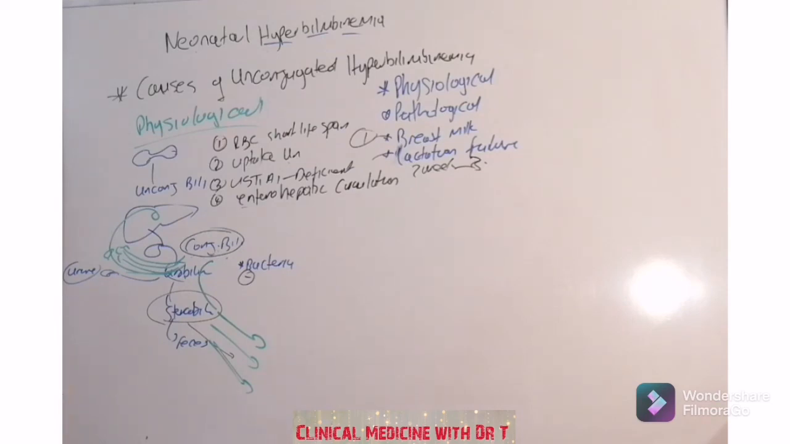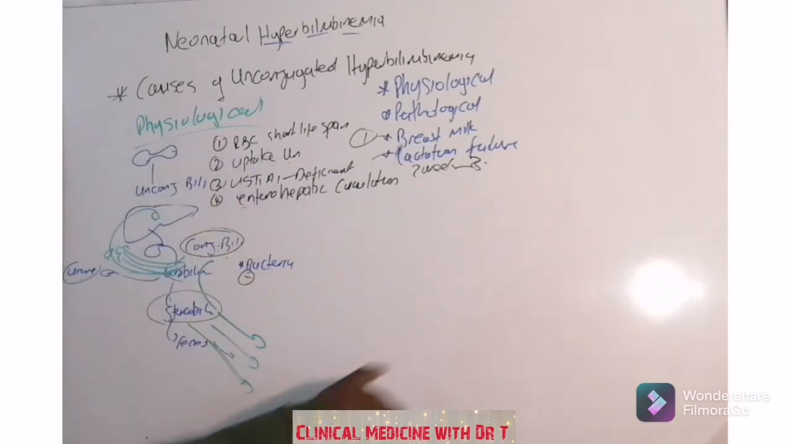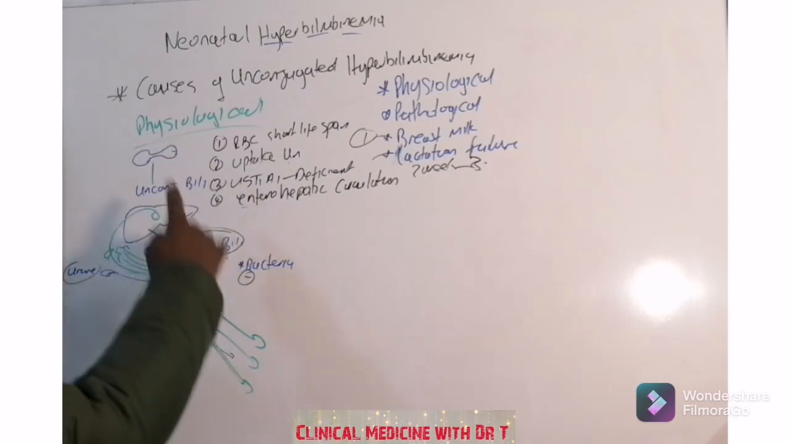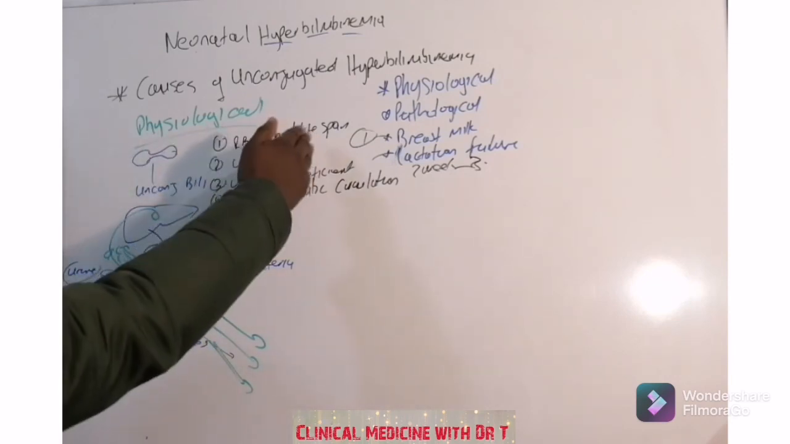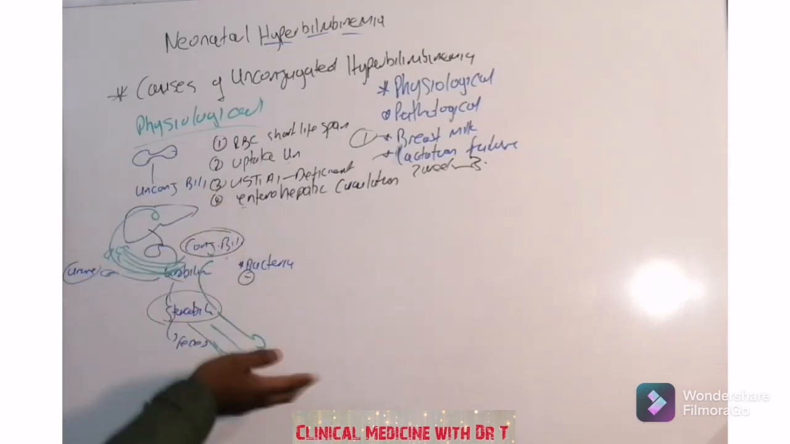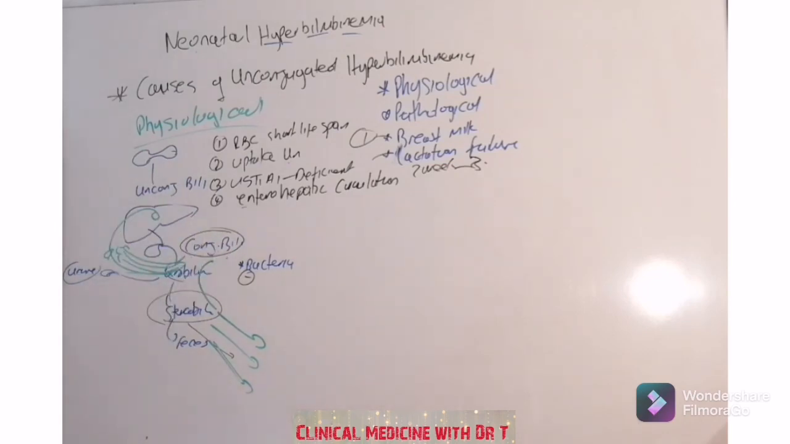Once you've got an enterohepatic circulation that is exaggerated, your bilirubin does this instead of doing this. It does this, does that, and then the accumulation continues. The red cell lifespan is going to continue being short, but you're not excreting any bilirubin, so you get hyperbilirubinemia. That's what lactation failure hyperbilirubinemia is.